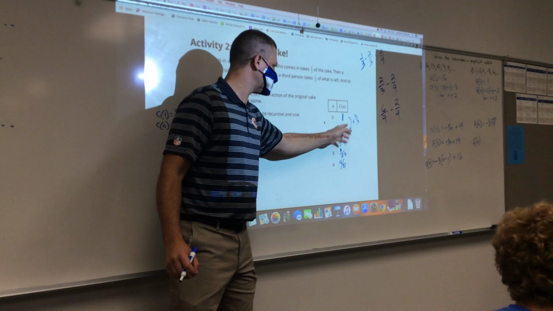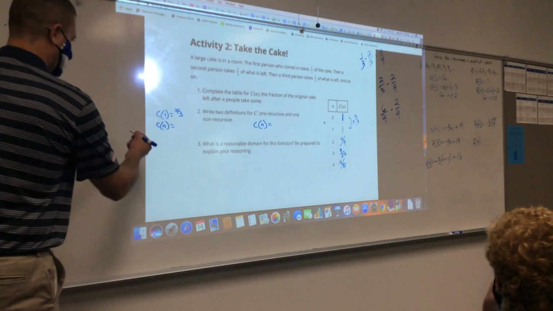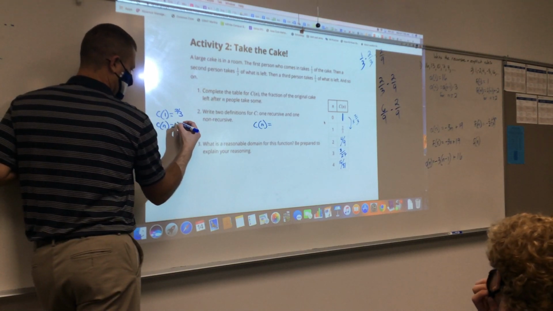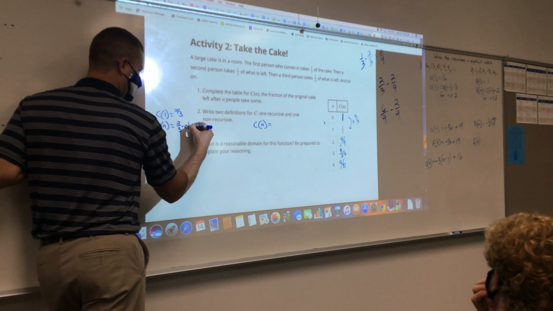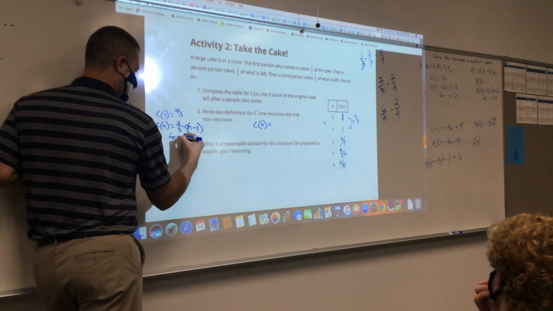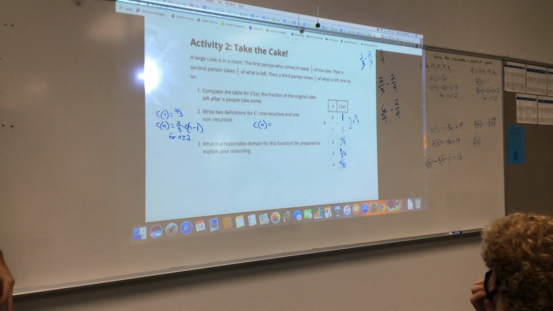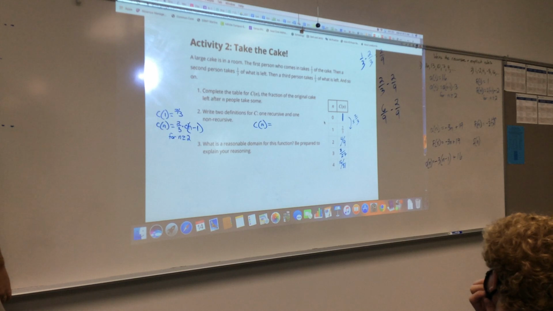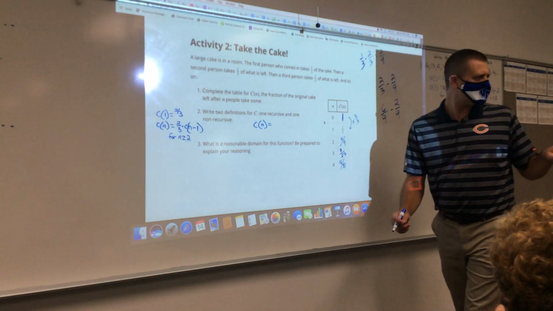So the first term is 2/3, but what's the pattern? I'm just multiplying by 2/3, so how do I write the second part of my recursive rule here? 2/3 times C of N minus 1. 2/3 times C of N minus 1 for N greater than or equal to 2, right? 2/3 times the term that came before it for N greater than or equal to 2. And how about the explicit rule?